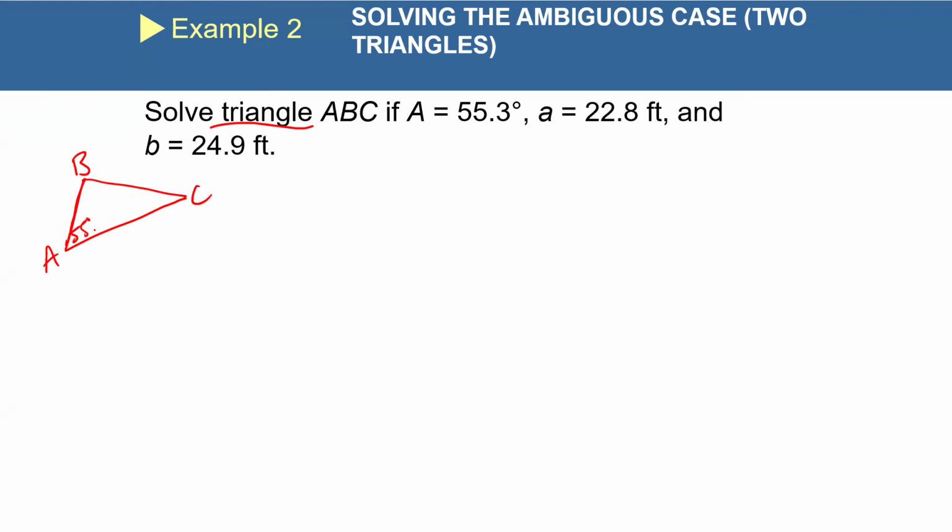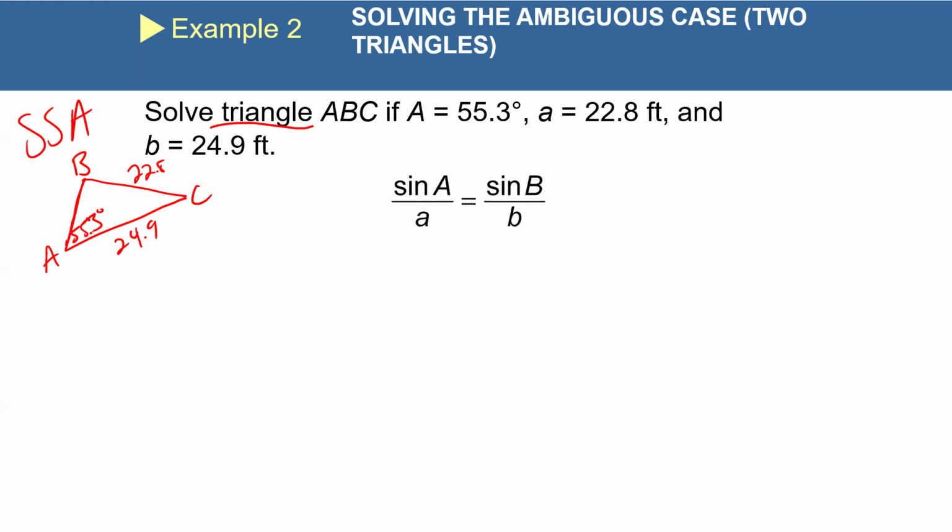Okay. And I know that across is 22.8. And I know B is 24.9. Do I know anything about C? No. But I have a side-side-angle situation. So side-side-angle, which means that once I get to the point of plugging in, I have to evaluate what that sine is. Got it?